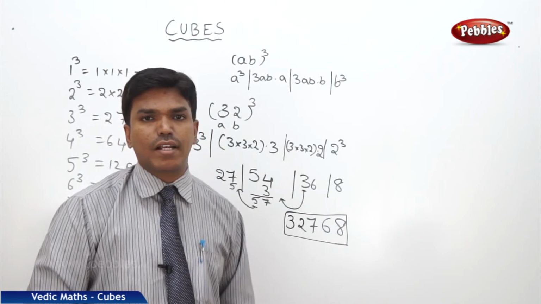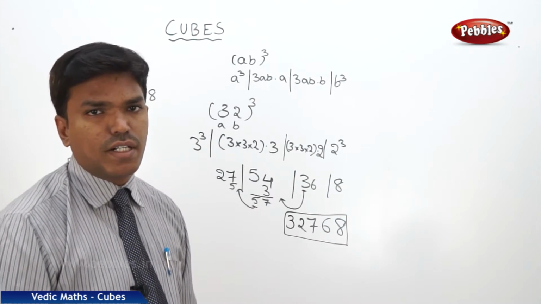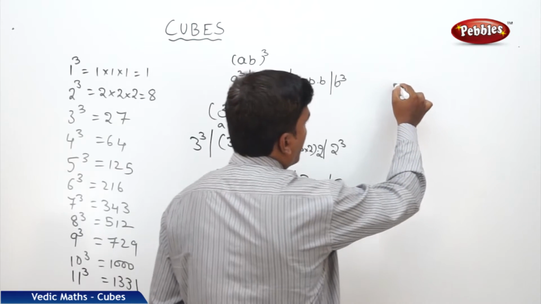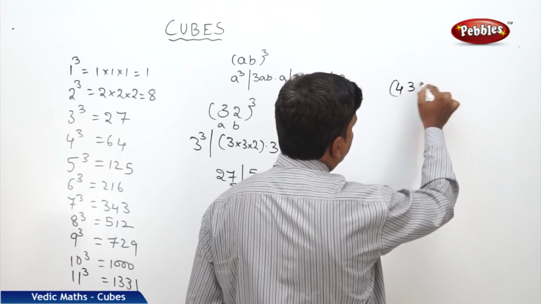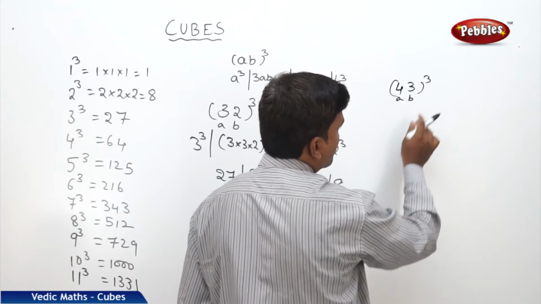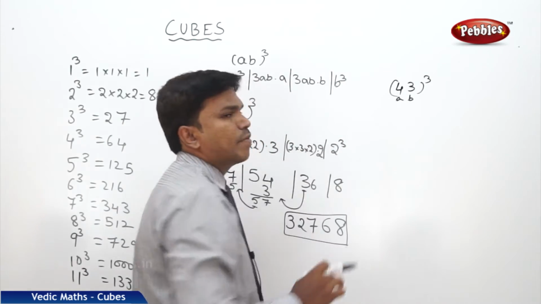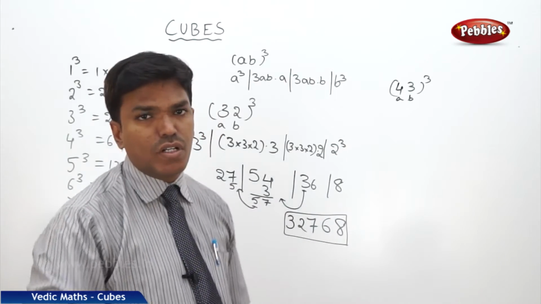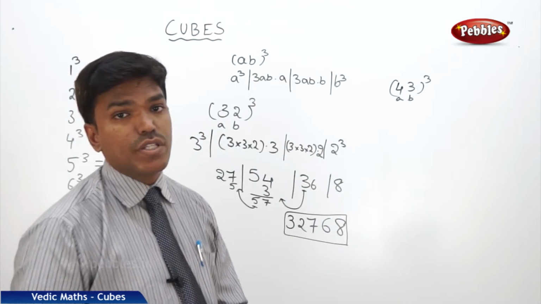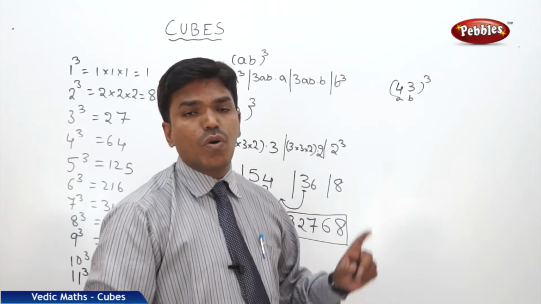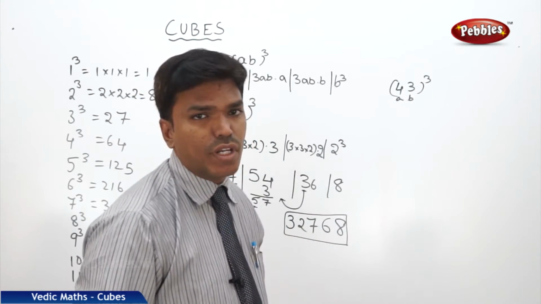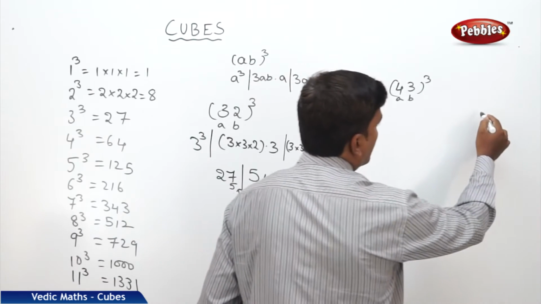So like this we need to calculate the cube of a number. Let us take one more example. I need 43 cube. Take this as A and this as B. Remember the formula. It is very important to remember the formula to calculate the cube of a double digit number. Now start from the right side. It is always better to start from the right side. So what is the rightmost step? B cube. What is there in the place of B? 3. So B cube is 3 cube.